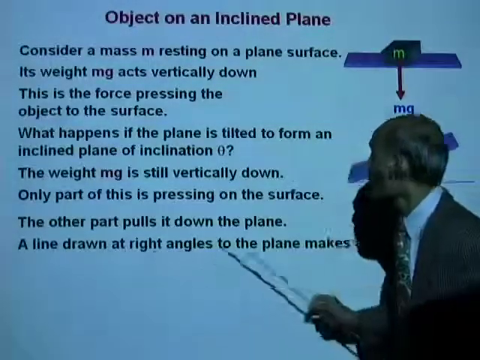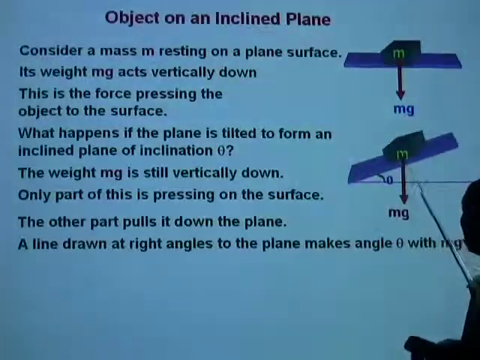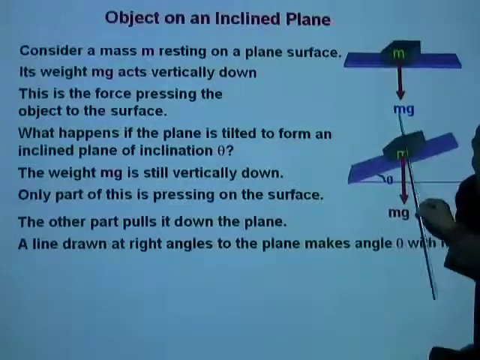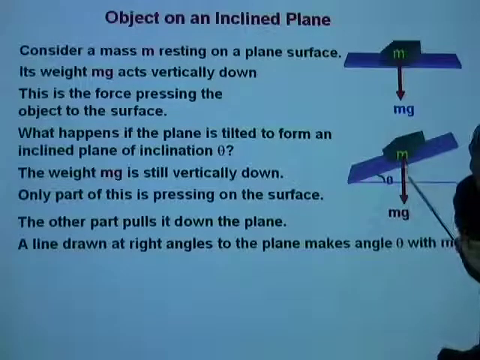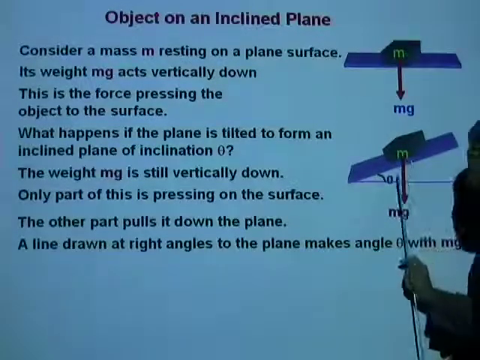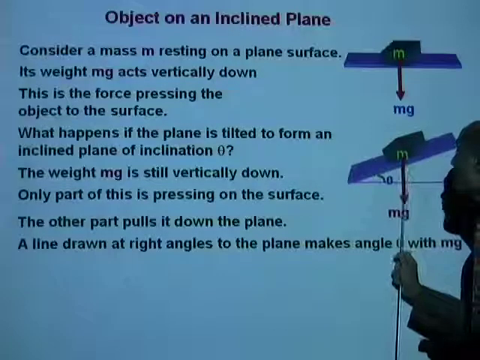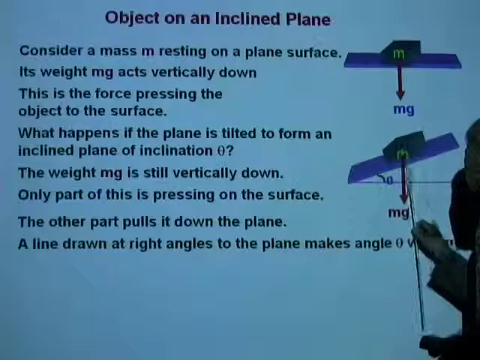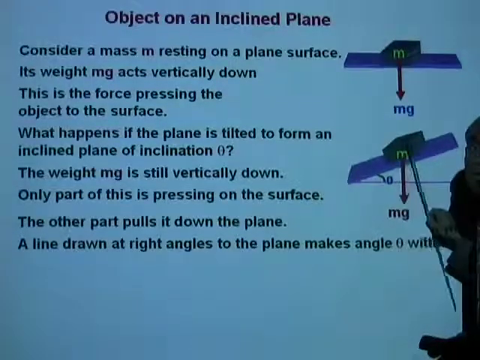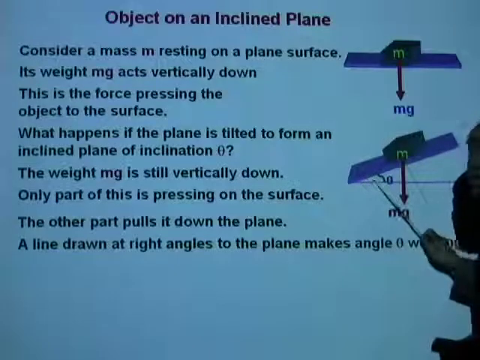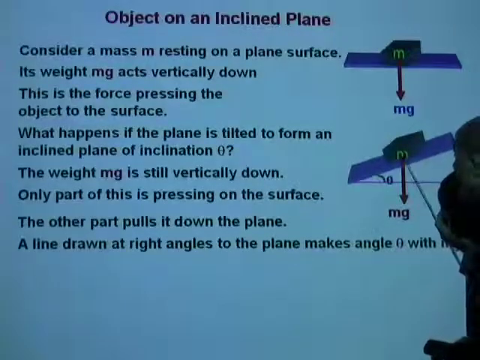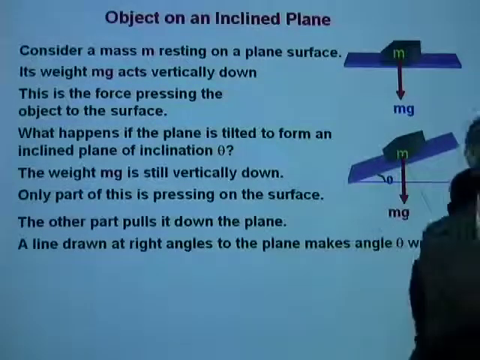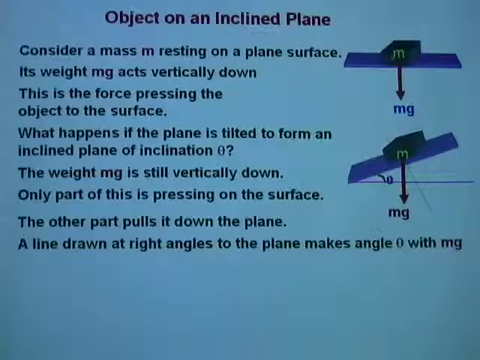Now, a line drawn at right angles to the plane makes an angle with the direction of the weight. Can you tell me what this angle is equal to? That is the angle between the vertical, the direction of the weight, and a line drawn at right angles to this plane. That angle will be the same as this angle. Now, how do you know? It's simple geometry. Let me explain that to you.